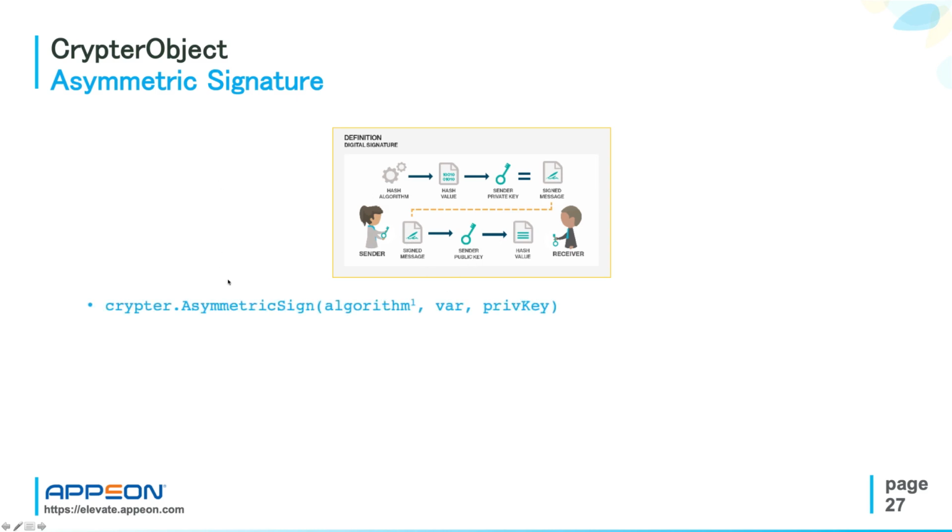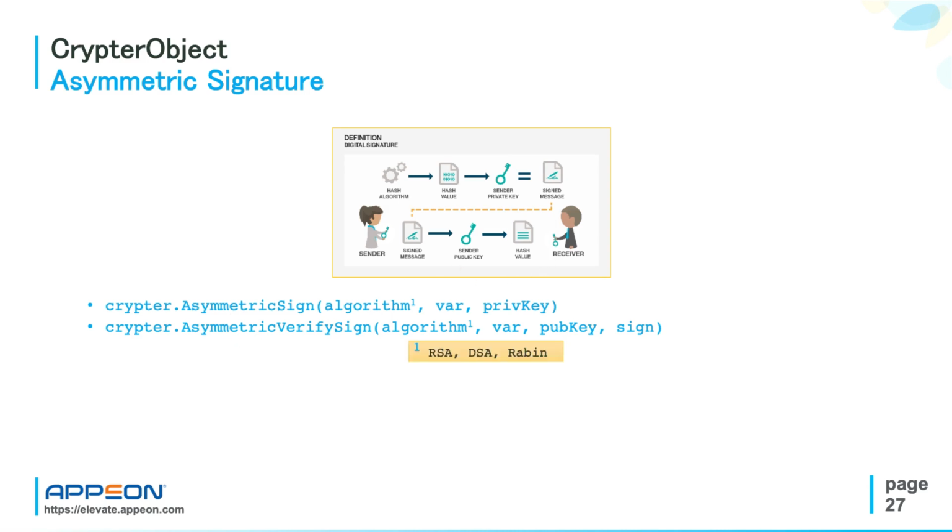In that respect, in PowerServer you can use the asymmetric sign method of the CrypterObject, and the asymmetric verify sign, with private key and public key performing the roles like in this picture. RSA, DSA, and Rabin are still the three algorithms that you can use in that respect.